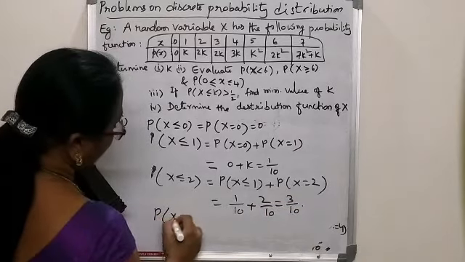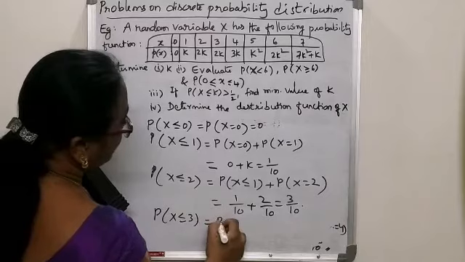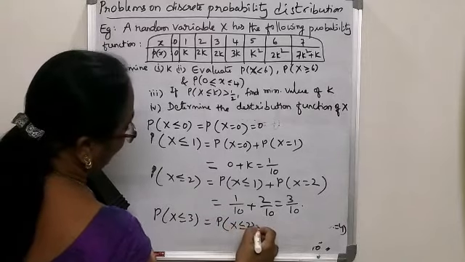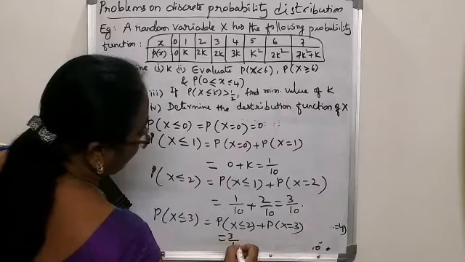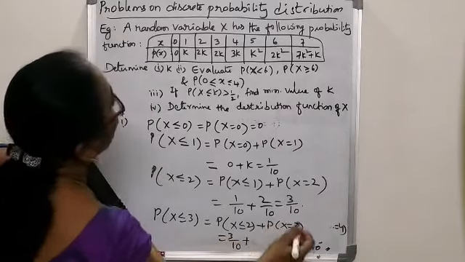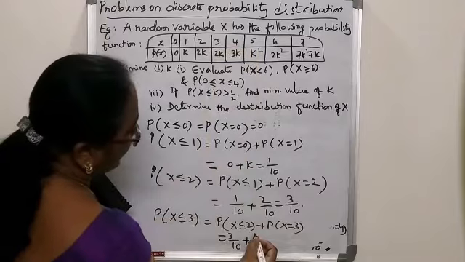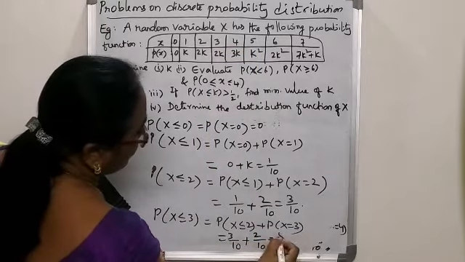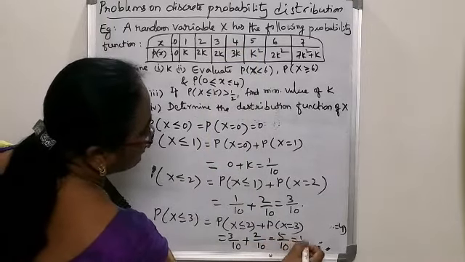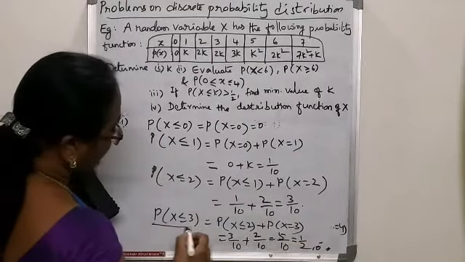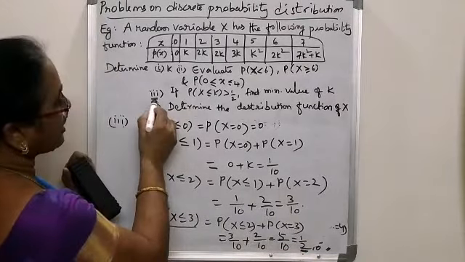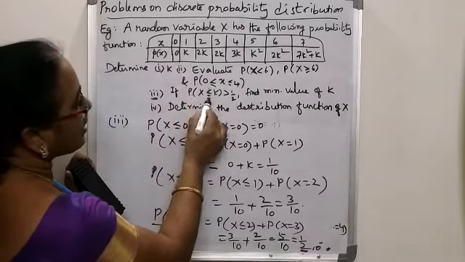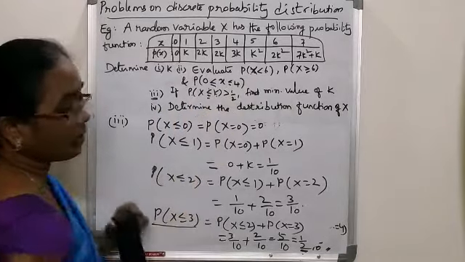And P of x less than or equal to 3 is P of x less than or equal to 2 plus P of x equal to 3, which is 3 by 10 plus P of x equal to 3 from the table, again 2k, which is 2 by 10. So it is 5 by 10, which is 1 by 2. So P of x less than or equal to 3 is 1 by 2. But in the result, we need P of x less than or equal to k more than 1 by 2.